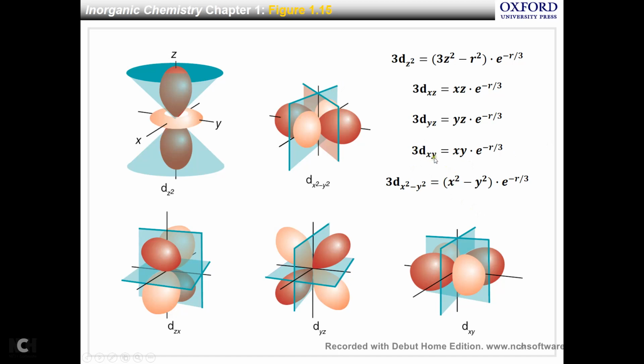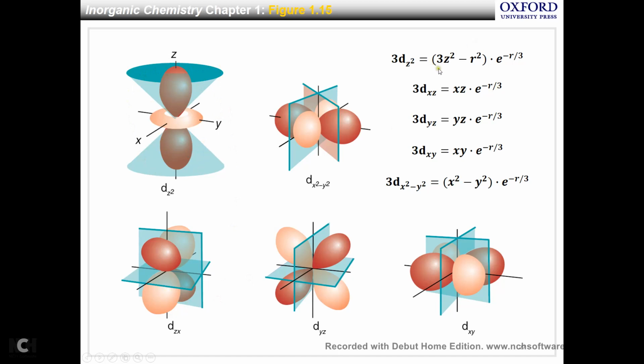And then if you look at 3dxy, it's different. In this case, when x is 0, you have a nodal surface. When y is 0, you have a nodal surface. So this nodal plane contains two axes. This nodal plane also contains two axes. This one corresponds to x equals 0, and this one contains the y and z axes. This one corresponds to y equals 0, so this one contains the x and z axes. Planar nodal surfaces. Same for this too.